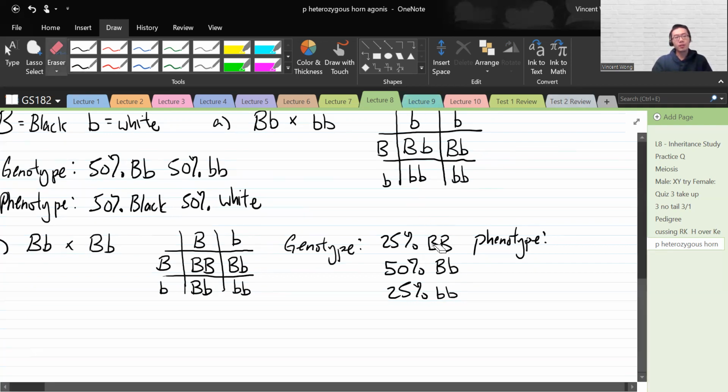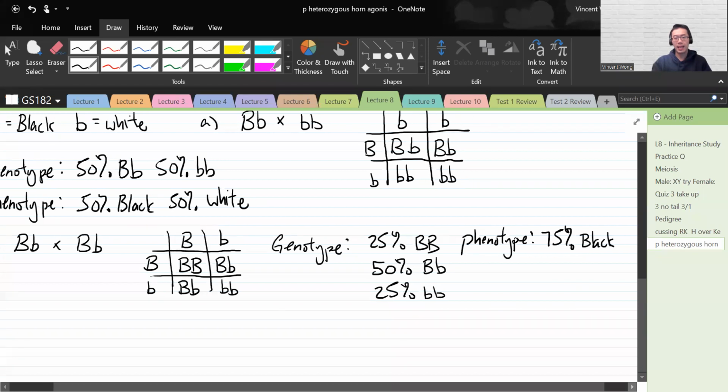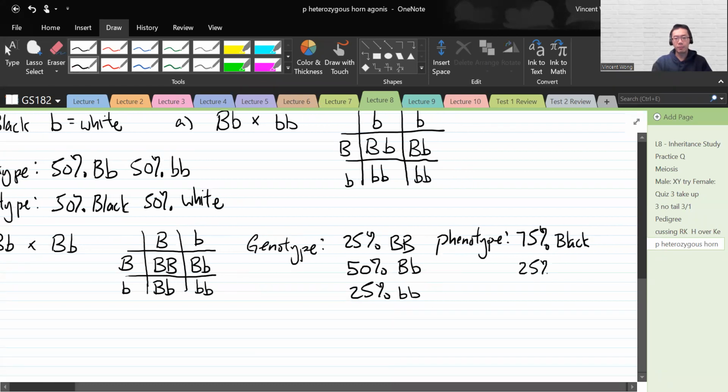Okay, so 25% will be black here, but these are also black, right? Because as long as there is a big B, it's going to be black because the big B is dominant. So 25%, 50%, that's 75%. Yeah, 75% black and 25% white. Okay, so the phenotype is not necessarily the same as the genotype.